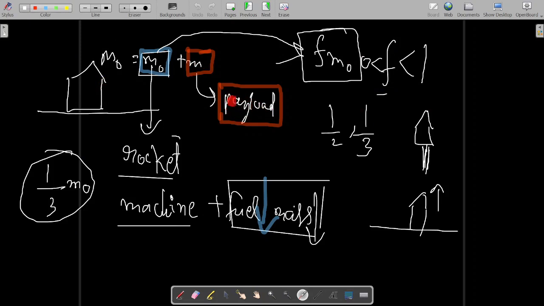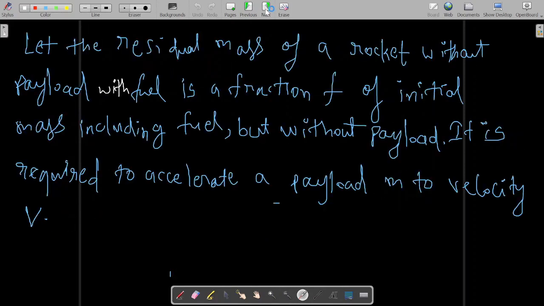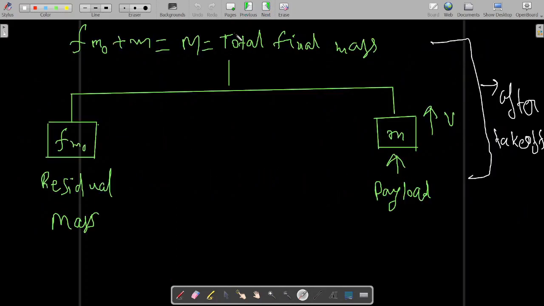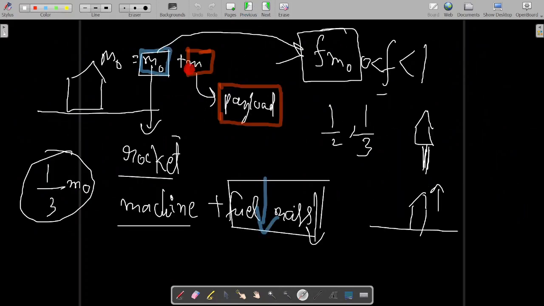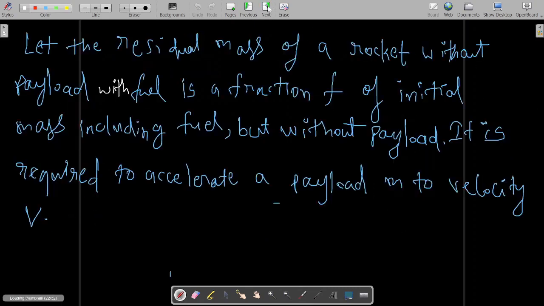Or it might be some fruits and vegetables, or some missiles, or some atom bombs. All these things are payload, so that will be small m. It is required to accelerate a payload m to velocity v. So this payload m kept inside this rocket will have to attain a velocity v. That is, the members sitting inside the rocket will have to attain a velocity v.